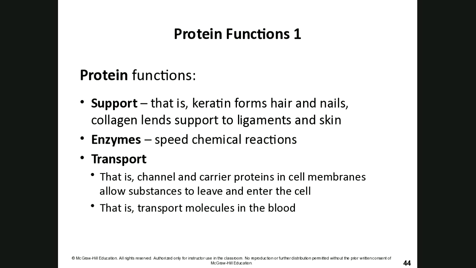FYI, anything that ends in ASE when we're talking biology is an enzyme. So in amylase, proteases, all of those are enzymes. Every enzyme that you ever come into contact with is a protein. But not all proteins are enzymes. All enzymes are proteins, but not all proteins are enzymes. We can have proteins that transport things across the plasma membrane.